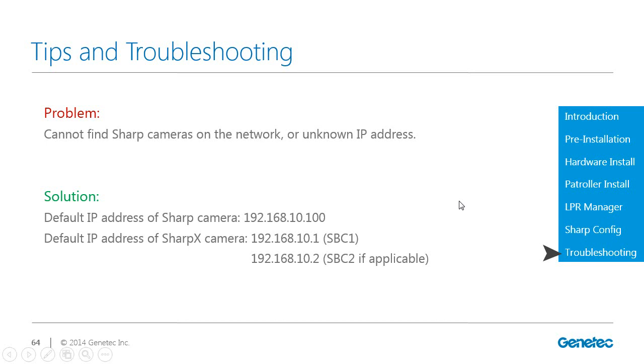So for standalone Sharps, it's 192.168.10.100. For Sharp X units, the IP address starts at 192.168.10.1 for the first processor, and it's 192.168.10.2 for the second processor, if this particular unit that you ordered does have one.